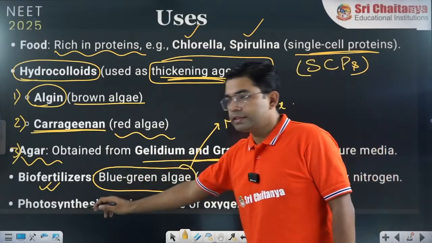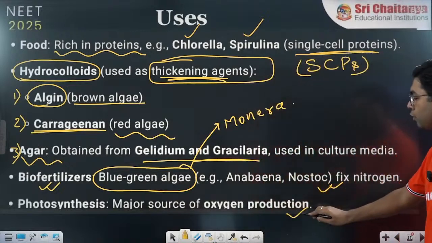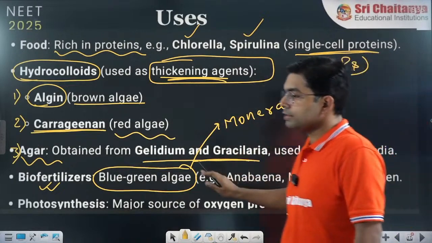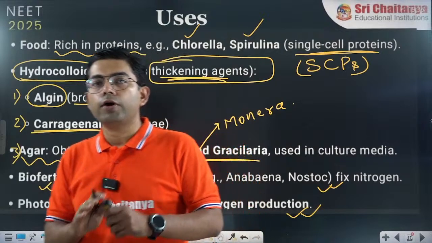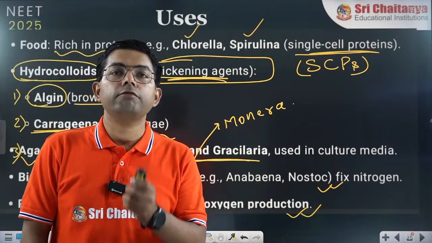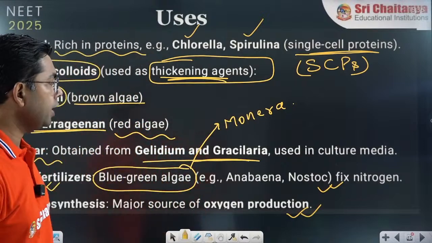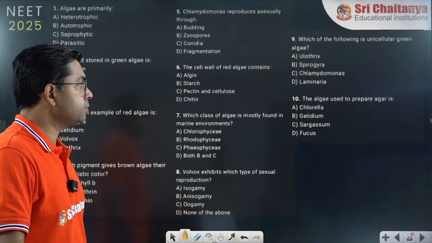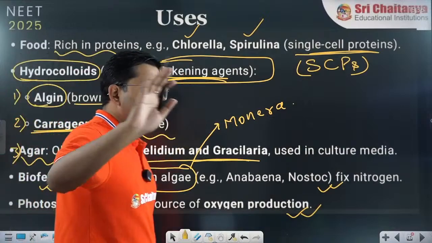Then photosynthesis. The major source of oxygen production is algae, because algae are widely distributed throughout the world and they are autotrophic, so they have a very important role in photosynthesis. So is this point clear?